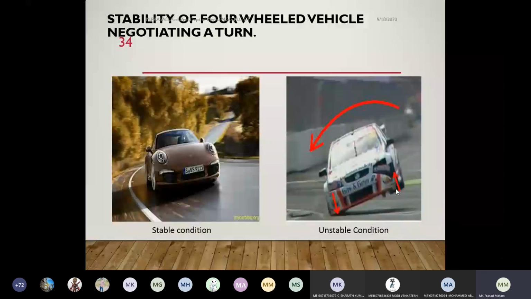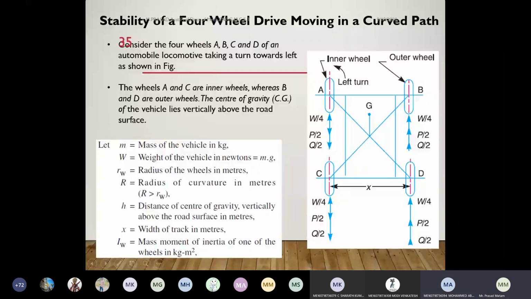Let me explain this briefly. You can see the stability of a four-wheeler moving in a curved path, taking a left turn. A, B, C, D are the four wheels. G is the center of gravity of the vehicle. Due to the mass of the vehicle, the total weight W is equally divided on all four wheels. So 1/4 of the weight is on wheel A, 1/4 on B, 1/4 on C, and 1/4 on D. If you add all this, you will get the total weight of the vehicle.